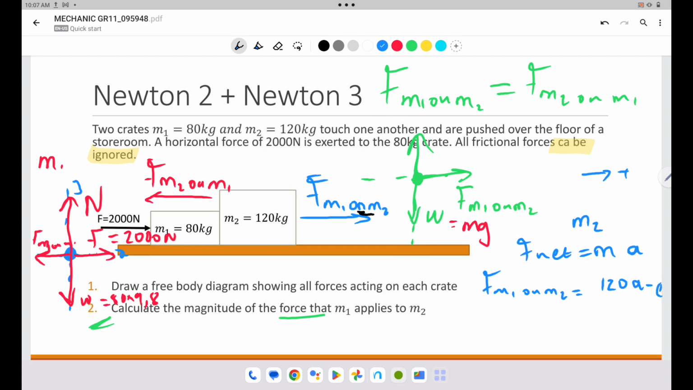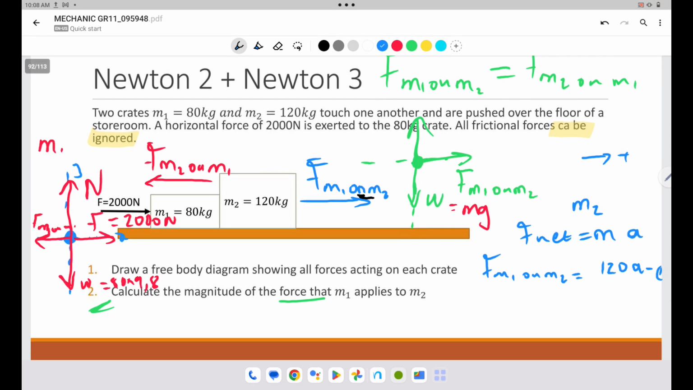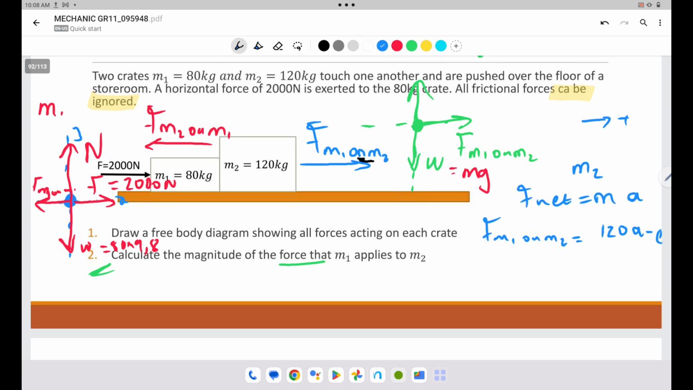The acceleration is unknown. We were told that these two crates were pushed over the floor of a storeroom. They never said the blocks were stationary, and there's no way they can be stationary when a force F is applied, because there are no forces opposing motion. So they are not at rest. There's nothing about constant velocity here, so we cannot assume acceleration is zero. You can never assume that. So I'm just going to leave the acceleration as it is. That will be my equation number one.